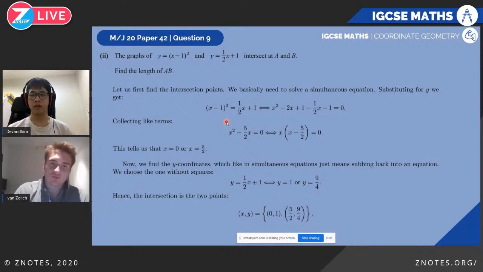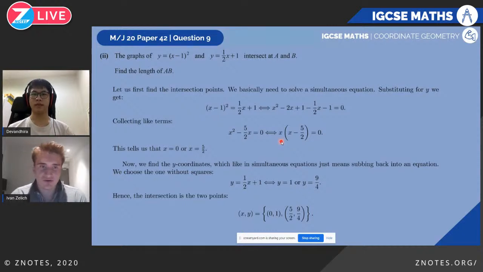And so we don't have to do any fancy things here, because there's a common term of x. We just take the x out and factor the left-hand side, and we get x times (x minus 5 on 2) equals 0. And so the two solutions in this case are simply x equals 0 and x equals 5 on 2.